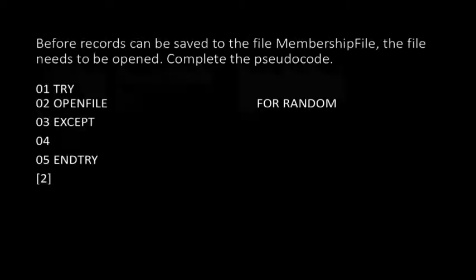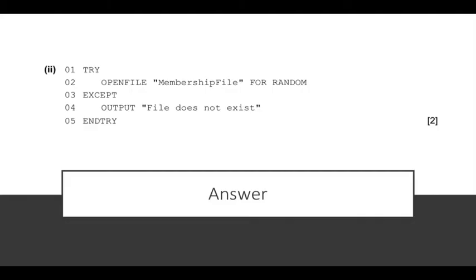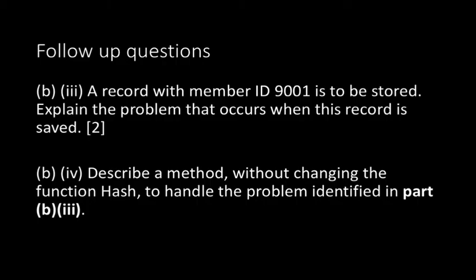You can pause it. Okay, now the answer is try, open file for random, except, again with 2 marks, end try. Moving on to the next question, there are 2 follow-up questions. A record with member ID 9001 is to be stored. Explain the problem that occurs when this record is saved. So you've got 2 marks, but remember you're not just going to identify, you've got to describe. Explain rather. And number 4, describe a method without changing the function hash to handle the problem identified in B part 3.